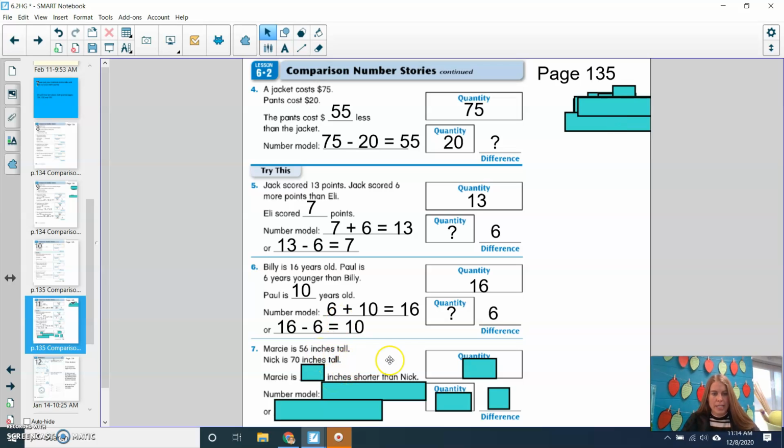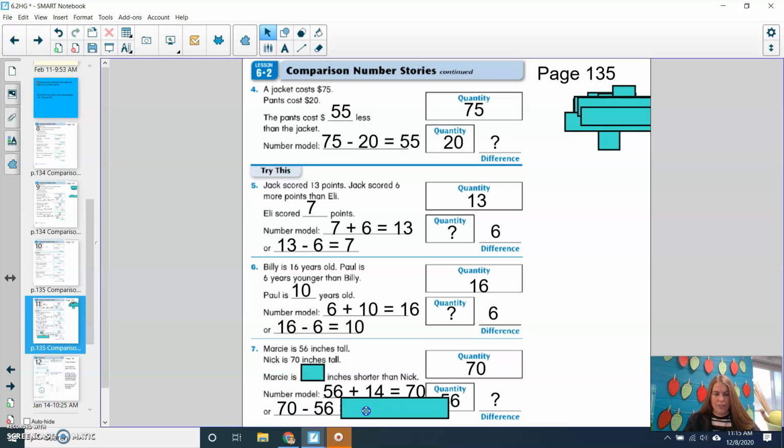For our last question, Maurice is 56 inches tall. Nick is 70 inches tall. Maurice is how many inches shorter than Nick? So if I'm filling in my information, I'm going to put 70 as my top quantity because that's my larger number. And then I do have my 56 for my shorter quantity or my second quantity, so I'm figuring out the difference again. So I could solve and I could either think 56 plus how much more to get to 70, which I know it would be 14 more to get to 70, or I could think 70 minus 56 equals 14. But either way, Maurice is 14 inches shorter than Nick.